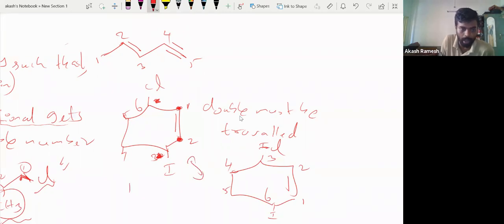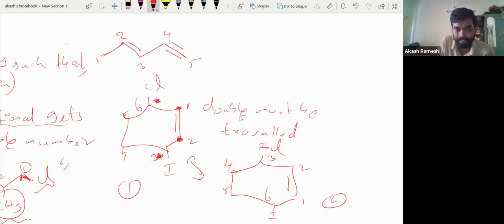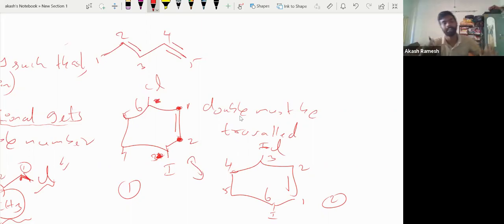Say this is structure 1, and this is structure 2. Okay, someone is telling the first is correct. Why? Because iodine is more prioritized than chlorine. Correct. Right, guys. Now, what you have to understand is the most prioritized functional group is the double bond.